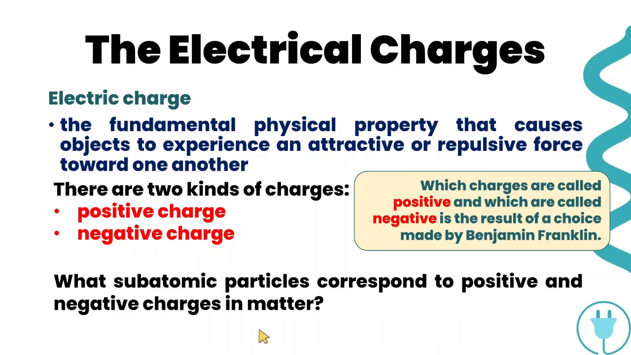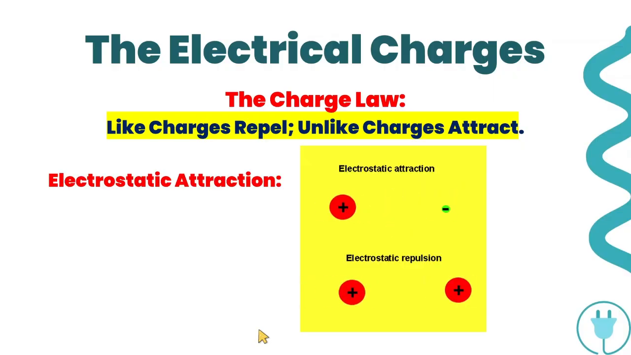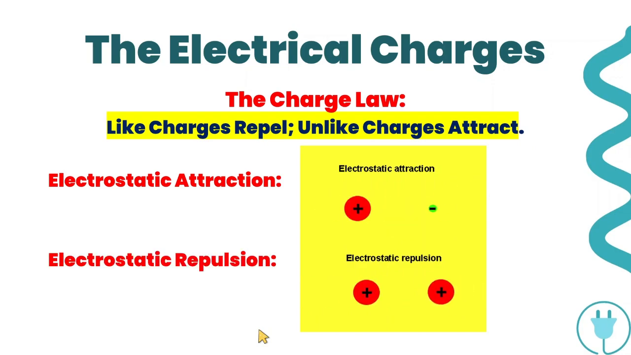Now after that, let's explore the basic law governing charge interactions. In physics, we have what we call the charge law, one of the most important laws in electrostatics. According to this law, like charges repel each other while unlike charges attract each other. In other words, two positive charges repel and two negative charges repel, but a positive and a negative charge attract.